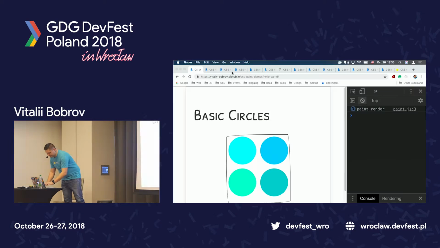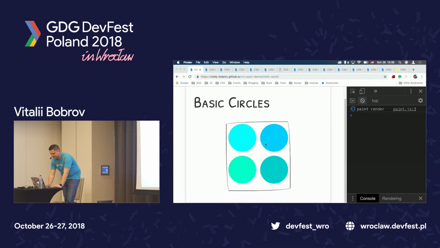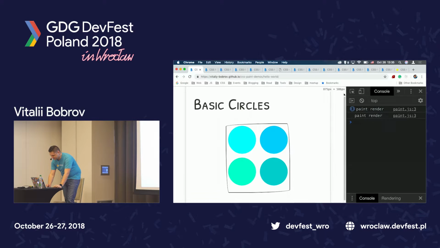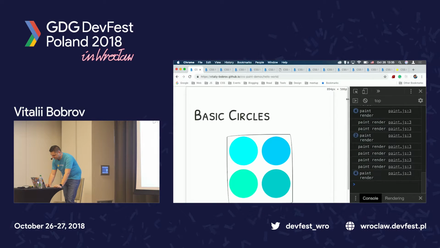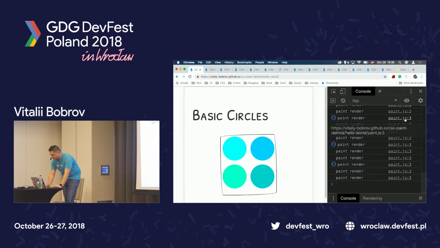So how does it look? We have this element with 4 circles. And when I change the size of the element itself, it calls the render method for me. I just added a console log. And you see, Chrome provides the context of this console log. It's paint.js, a separate module with our painter.